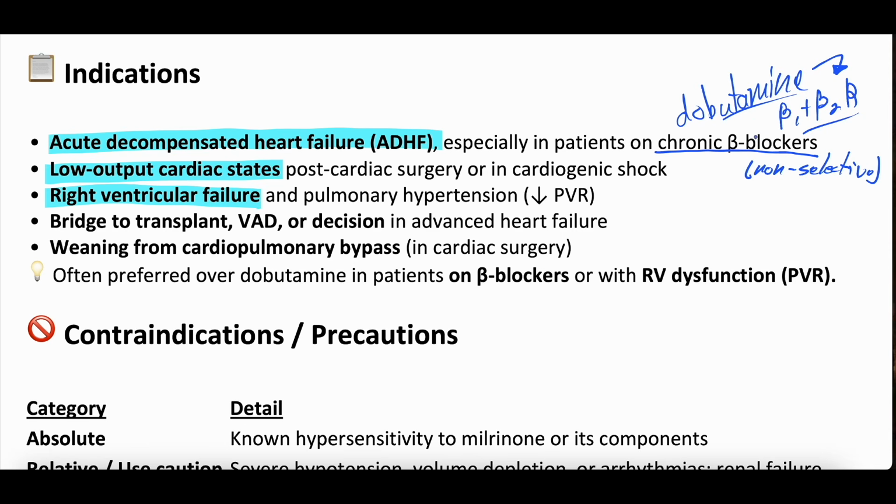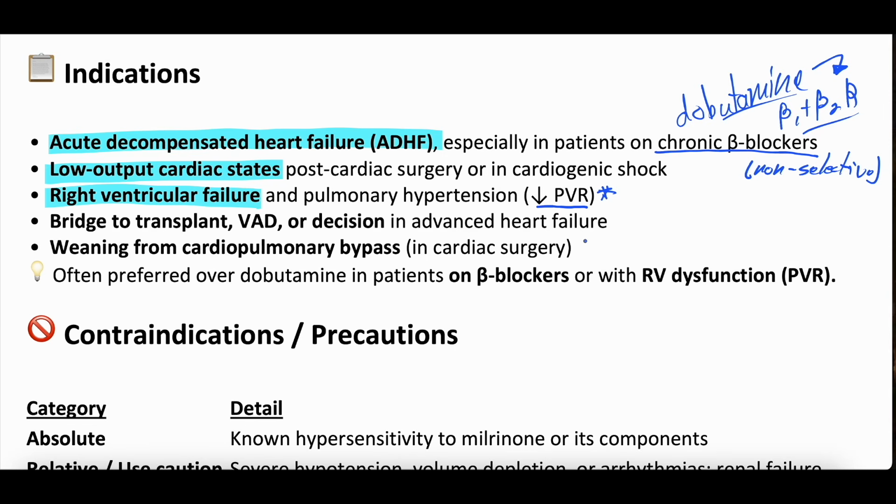So cardiogenic shock or acute decompensated heart failure, especially those on chronic beta blockers, Milrinone is sometimes a really nice choice. Right ventricular failure, as we mentioned, Milrinone decreases the pulmonary vascular resistance, and the right ventricle pumps blood to the lungs. So that pulmonary vascular resistance is the right ventricular afterload. And if that pulmonary vascular resistance is decreased, that sometimes can help right ventricular ejection fraction because it's pumping against less resistance. So Milrinone can be a really nice choice for those with right ventricular failure or pulmonary hypertension because of that decrease in pulmonary vascular resistance.